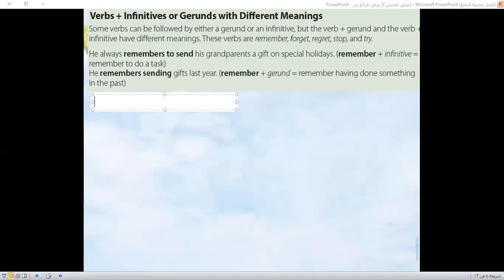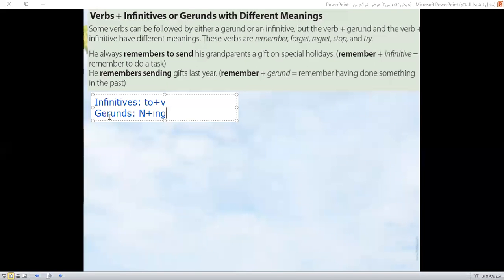When I say infinitives, it means that you're going to write to plus a verb, which is verb one. When I say gerunds, it means a noun with ing, not a verb with ing. It's a noun. Okay, so we will write noun with ing.